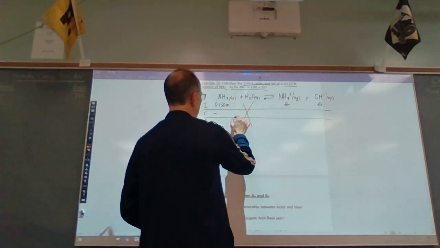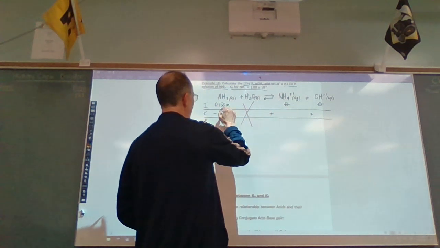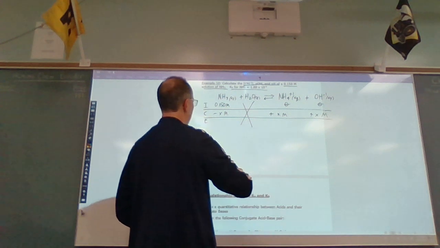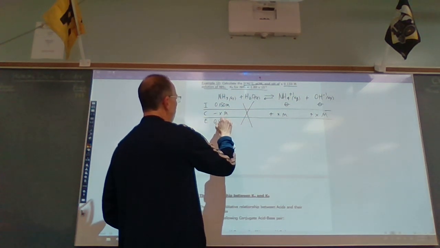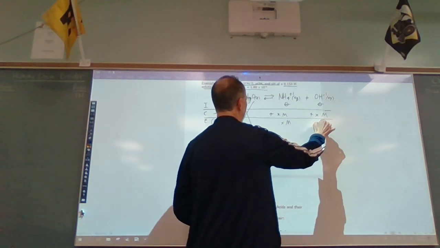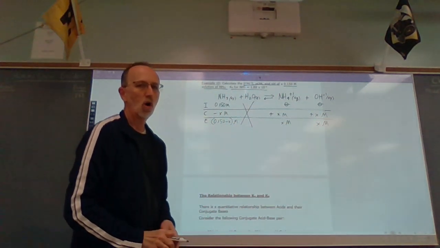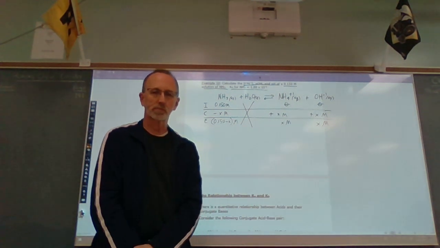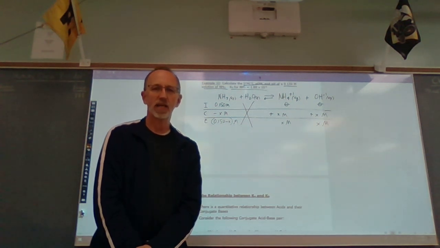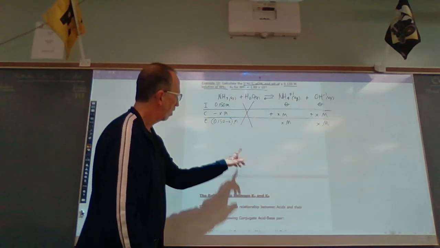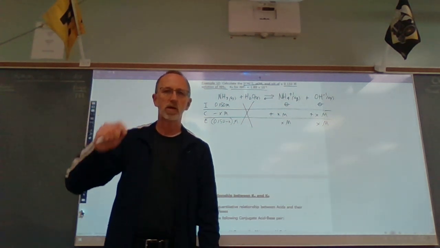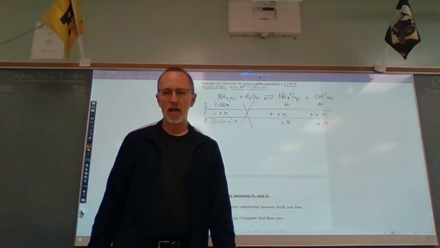So again, we know this goes down and these go up. This goes down by some value X. These go up by some value X. So at equilibrium, 0.150 minus X molar, X molar here, X molar here. Hopefully after yesterday's lesson, you are not now hyperventilating or sweating profusely upon seeing this, thinking, oh no, we have to do the quadratic equation. No, we don't.